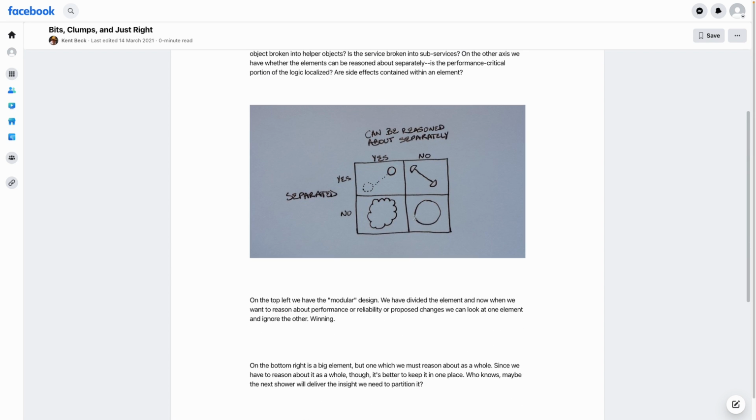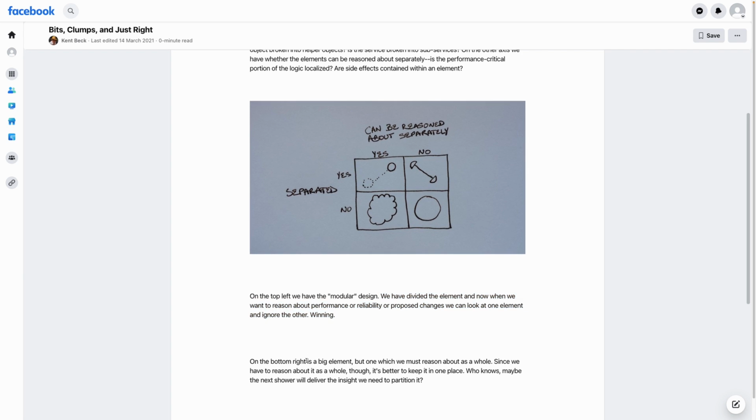On the top left, we have the modular design. We have divided the element, and now when we want to reason about the performance or the reliability or proposed changes, we can look at one element and ignore the other. So that's up here in this corner.